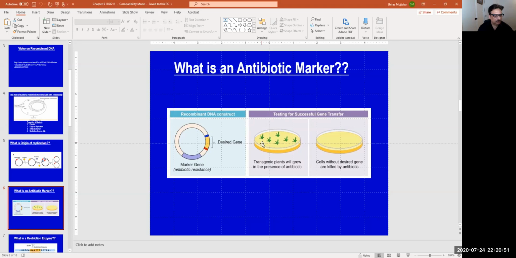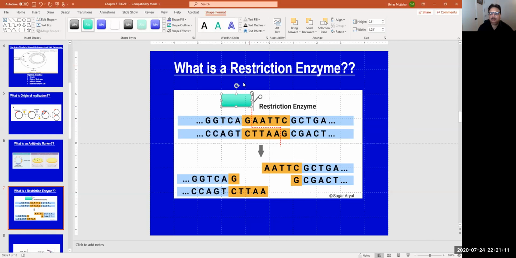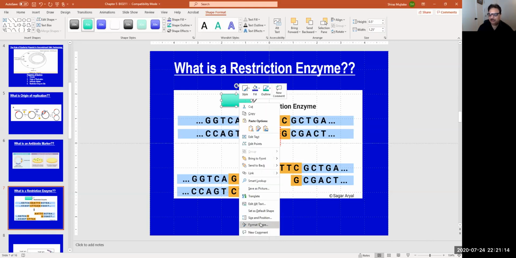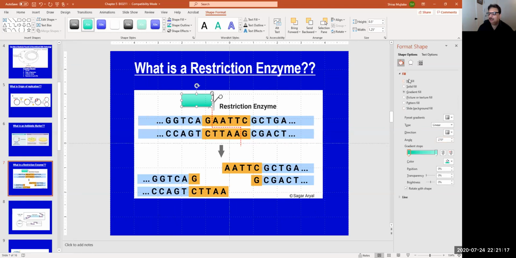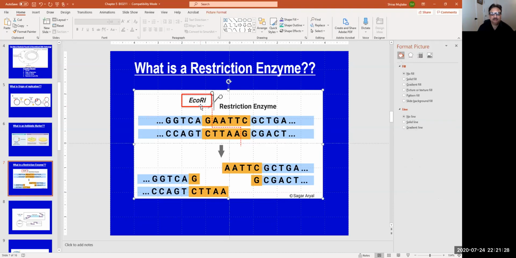Then coming to restriction enzyme. A restriction enzyme is an enzyme that cleaves or cuts DNA at a specific sequence. Here in this example, we are taking an enzyme called EcoR1, which is produced by a bacteria called E. coli, and this EcoR1 enzyme can cut the DNA at a specific sequence.